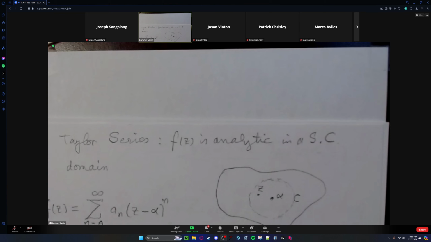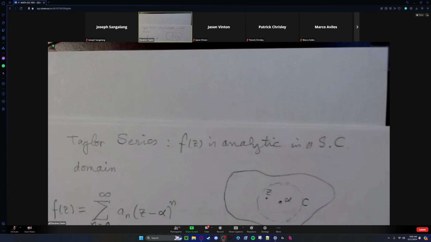So Taylor series is this. It says the function has to be analytic. Analytic means the derivative exists everywhere in this domain. So there is no bad point in this domain.